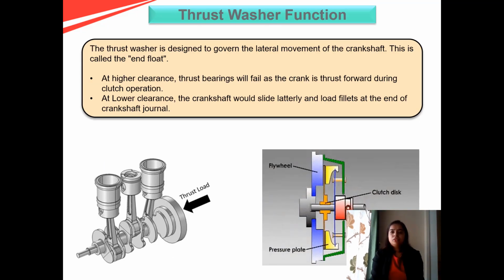The axial movement of the crankshaft is taken care of by the thrust washer. The thrust washer also works on the similar principle of forming a thin layer of oil in between crankshaft and crankcase. Thrust washers are designed in such a way that they control the axial movement of the crankshaft, known as end flow. If this clearance is on the higher side, the crank will thrust forward and lead to the failure of the thrust washer during the clutch operation.